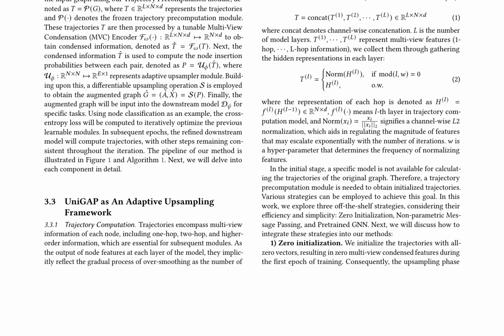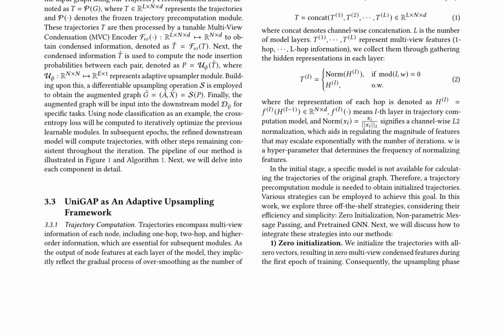The representation of each hop is denoted as H_l = f_l(H_(l-1)) ∈ R^(N×D), where f_l means the l-th layer in the trajectory computation model. A channel-wise L2 normalization, norm(x_i) = x_i / ||x_i||_2, is employed to regulate the magnitude of features that may escalate exponentially with the number of iterations.